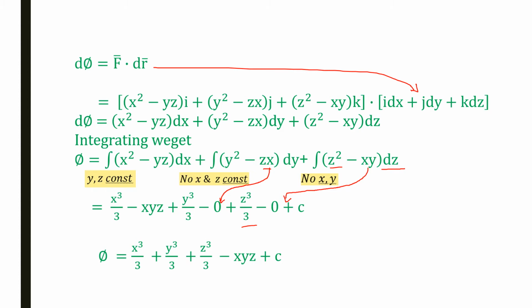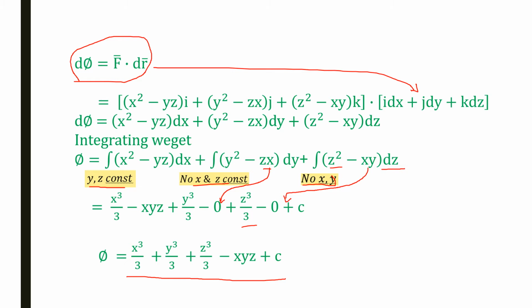Finally, your phi is x cube upon 3 plus y cube upon 3 minus xyz plus c. This is your phi. So this is the method to find the scalar potential phi. Every time you need to consider this formula: d phi is equal to F bar dot dr bar. If an example asks you to find the scalar potential, take this result and then integrate, and in all three integrations consider these conditions.